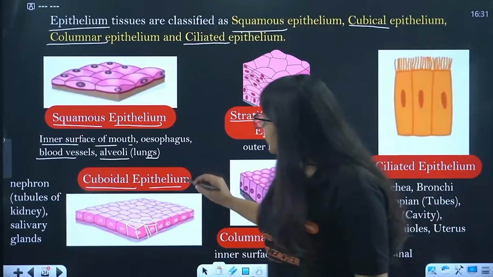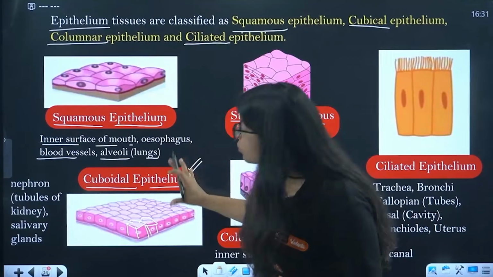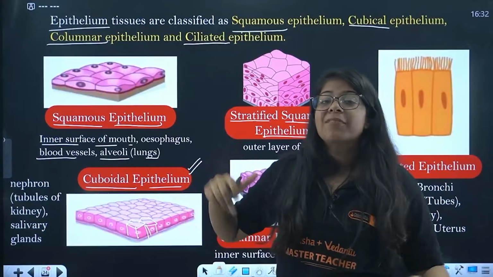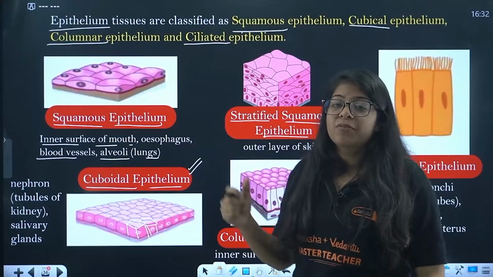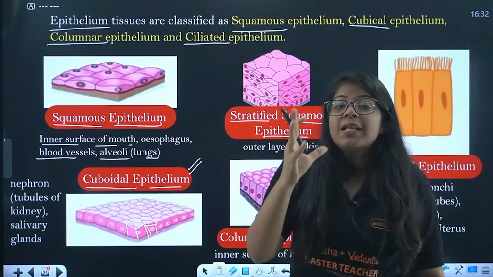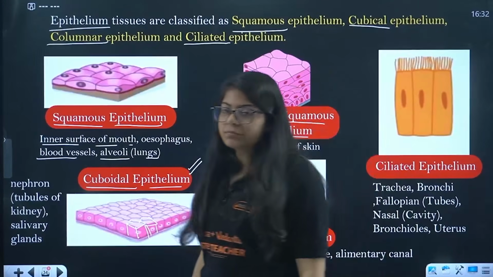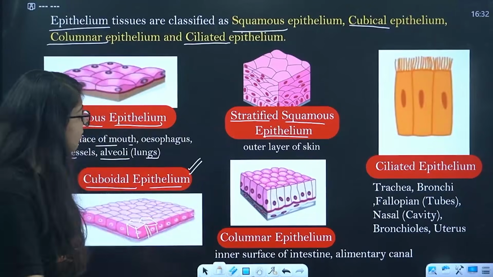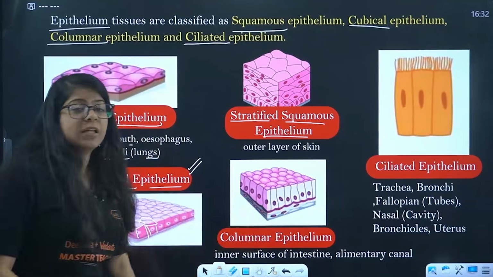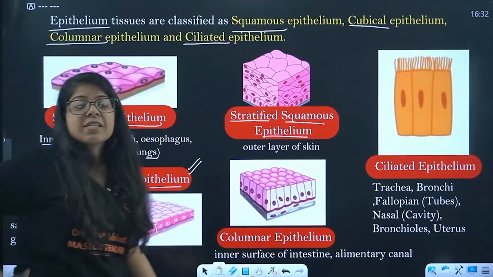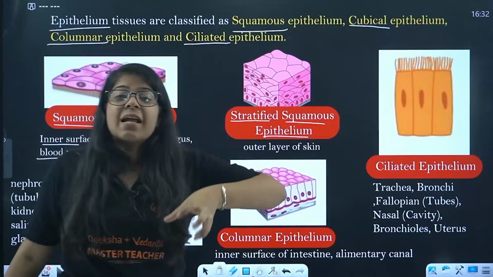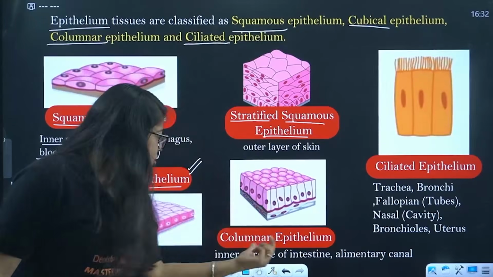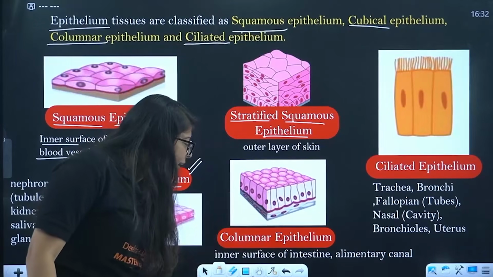Okay, so these are the tissues which nephrons are made up of, our salivary glands are made up of. These are that cuboidal shaped tissues. Okay, done. Next, beta, we have columnar epithelium. So it looks like columns. You see the columns that we place in our houses to give it support. It looks something like that, right?